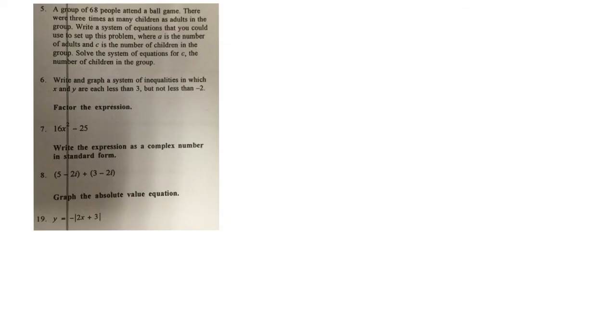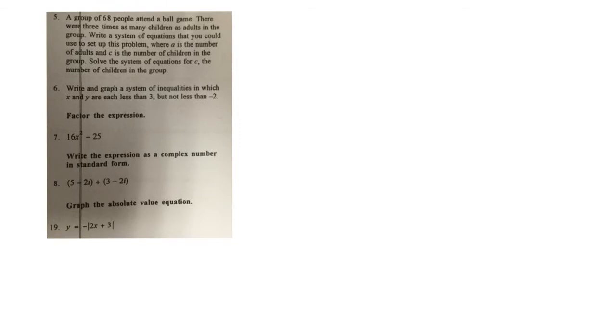Okay, so we have a group of 68 people attend a ball game. There were 3 times as many children as adults in the group. So the number of children equals 3 times the adults, right? 3 times as many children means if there's 5 adults, then 5 adults times 3 would be your 15. So you're multiplying the number of adults by 3 to get the number of children. And then the number of children plus the number of adults is equal to 68 people.